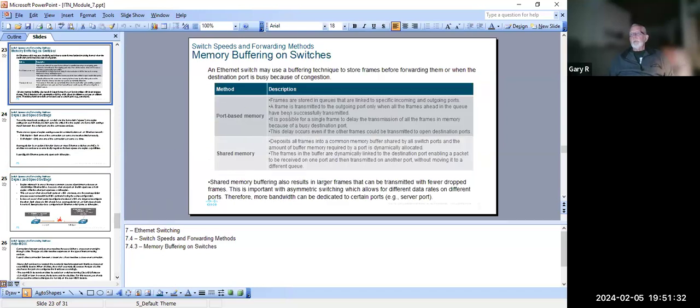Two different ways we can buffer, or put into a type of memory. Buffer is a form of memory. Buffer incoming frames. We can actually buffer it at the port, which will not be a large buffer, or we can buffer it into the basic memory on the switch, which would be shared memory.